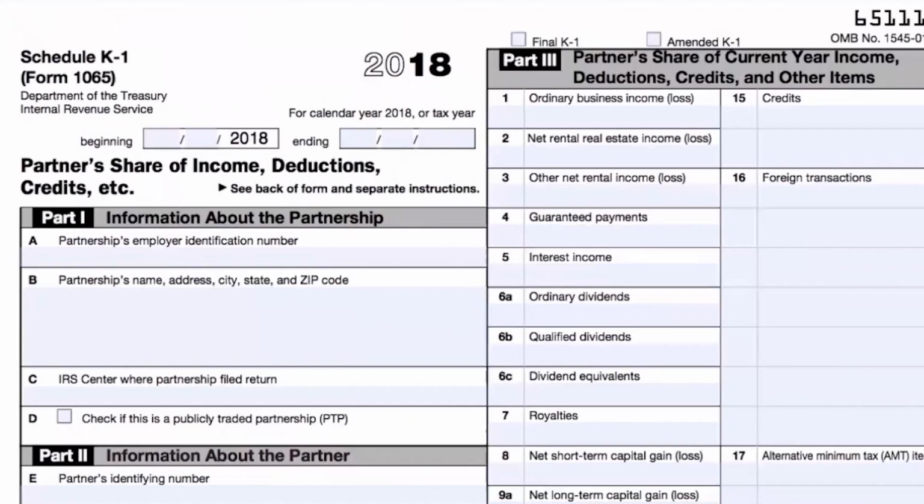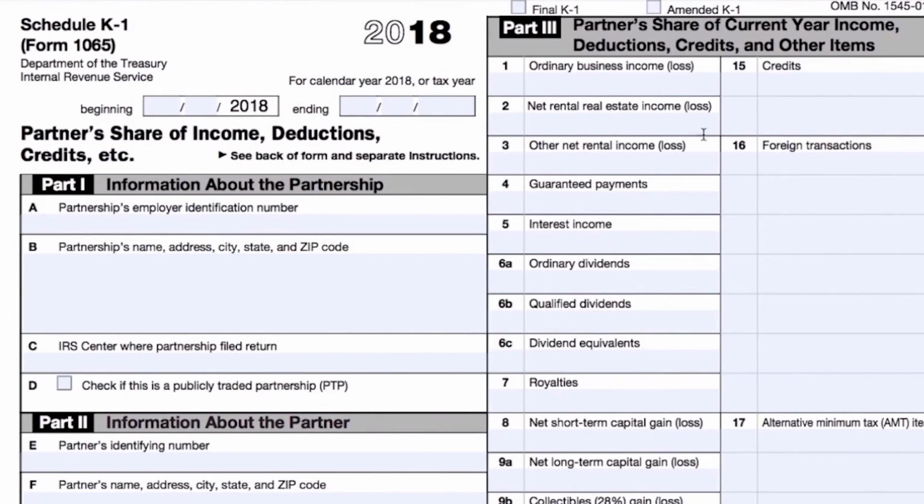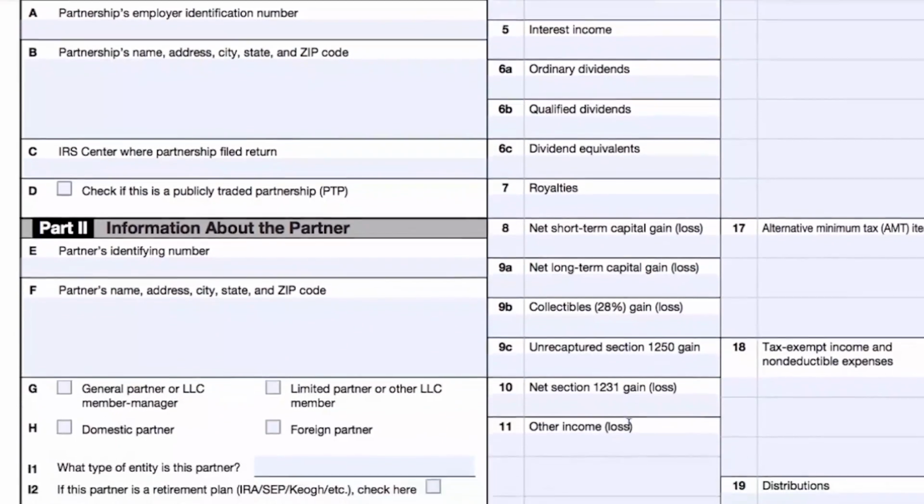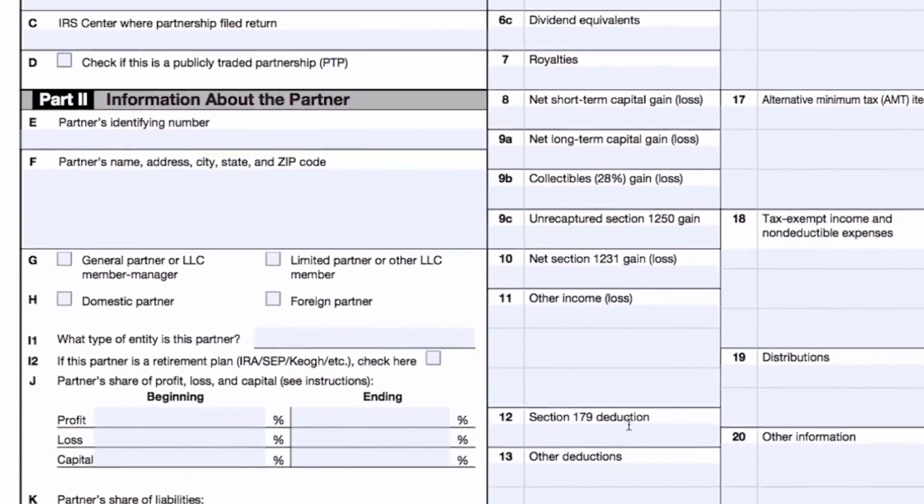So that brings us over to Schedule K-1. This is the form that each partner gets, and that there's one attached to the 1065 filed with the IRS for each partner as well. Part 3 here is where all of those Schedule K items are being reported to the partner.